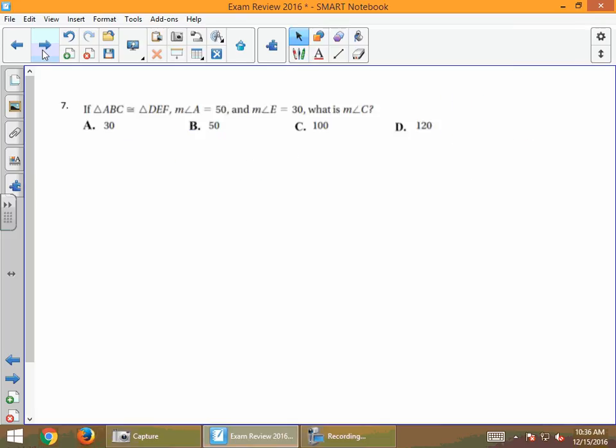Seven's a good one. If triangle ABC is congruent to triangle DEF, the measure of angle A is 50, and the measure of angle E is 30, what is the measure of angle C? Oh, very confusing. Very confusing. Why is this confusing? Who's saying that? Oh, you. It's like a ventriloquist.